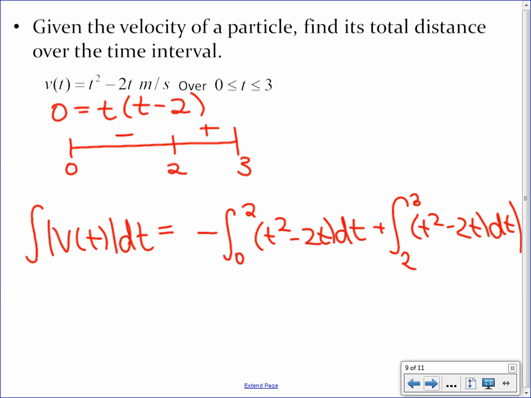Okay? So pause. 1, 2, and 3, you're in charge of the first integral. 4, 5, and 6, you're in charge of the second integral.